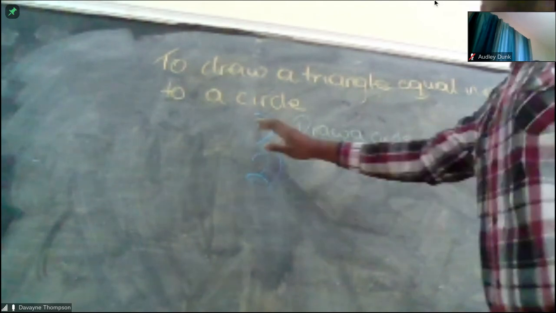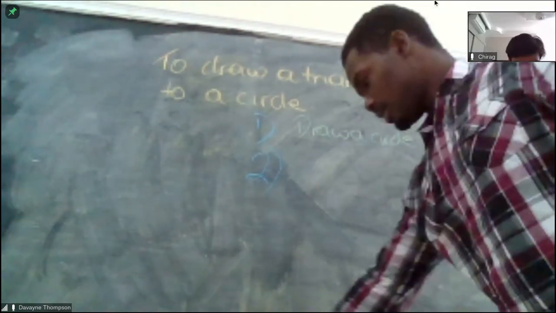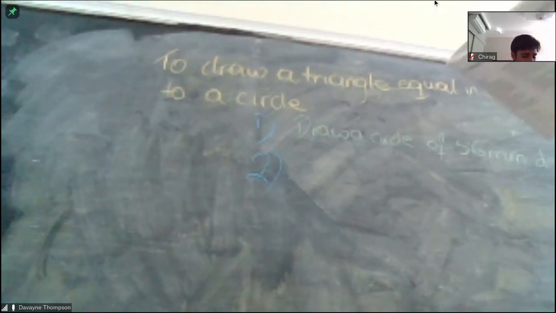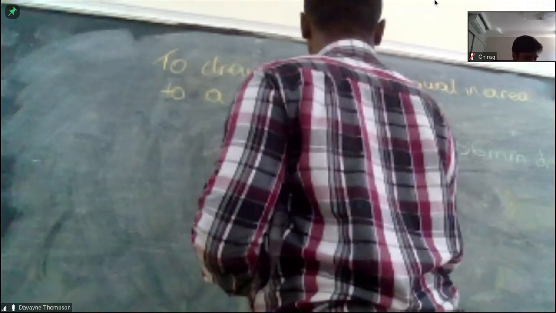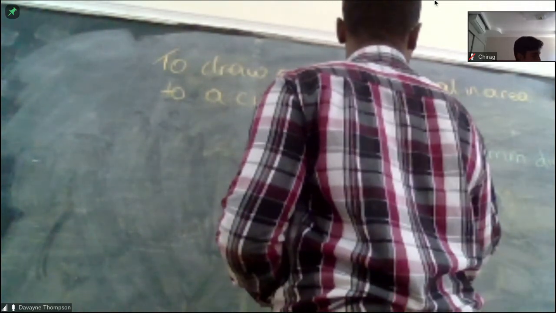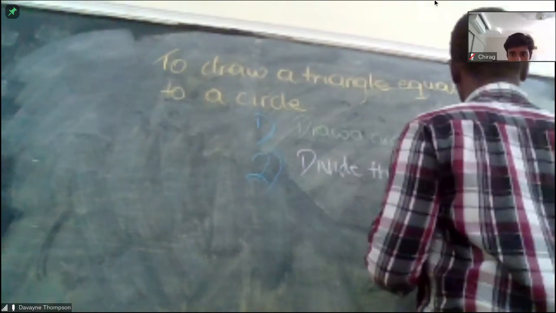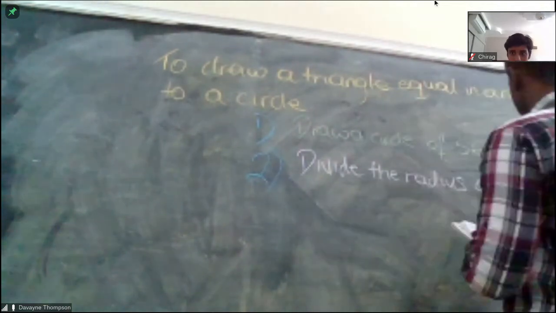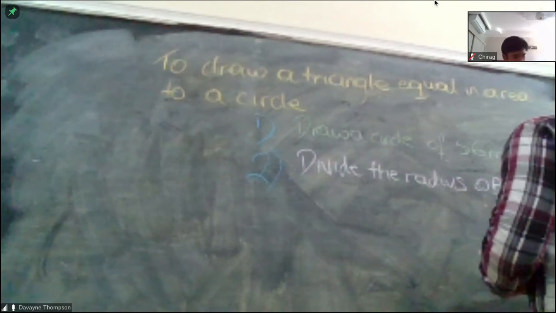Is everybody finished with step 1? Yes, sir. Step 2: divide the radius OB into 7 equal parts.